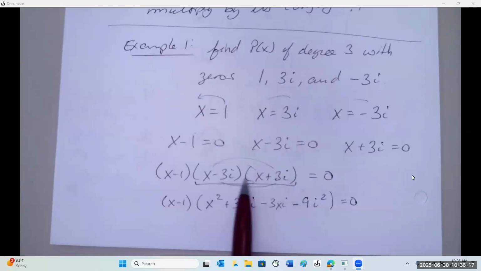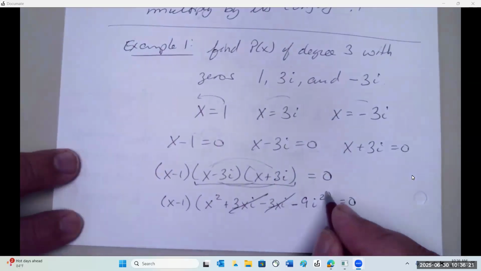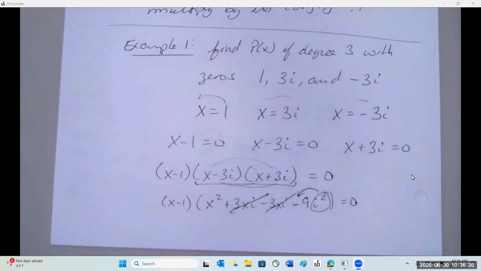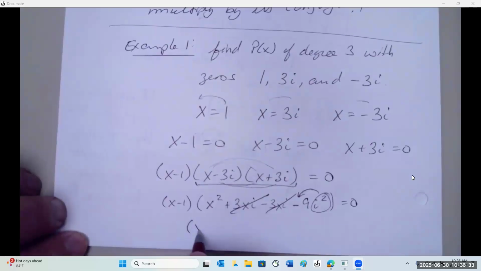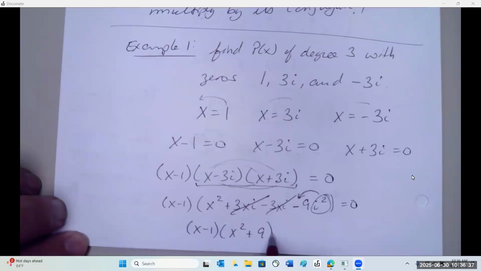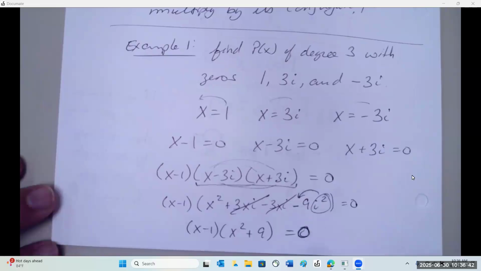Once you multiply imaginaries, you combine like terms. The 3xi terms cancel. What happens to this I squared? It changes the sign in front of it. Again, review your notes for complex numbers. So I have x minus 1, x squared plus 9 equals 0. Now I can multiply these two together.